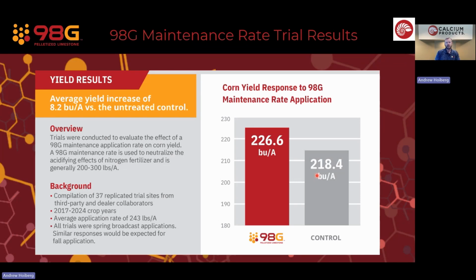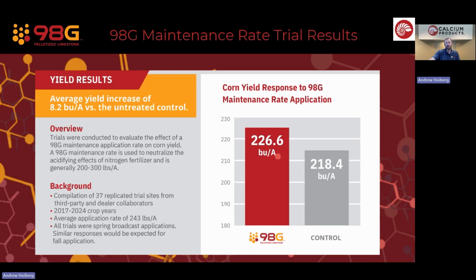We started back in 2017 doing some yield trials, some rate trials with 98G, and this is really what led us, even though we've had folks that have used 98G prior to 2017 in the same type of manner. Typically, we would see that on lower CEC soils, coarse textured soils where huge application rates are not the norm for anything that they're putting out. But we've since been able to expand this out into our entire geography.